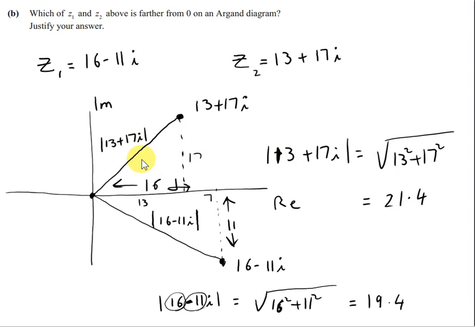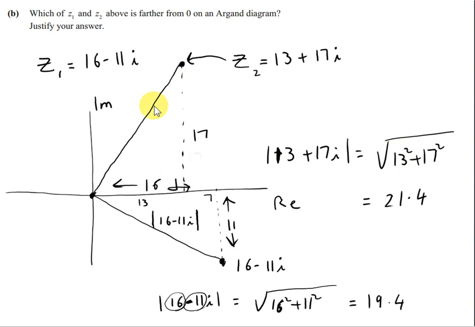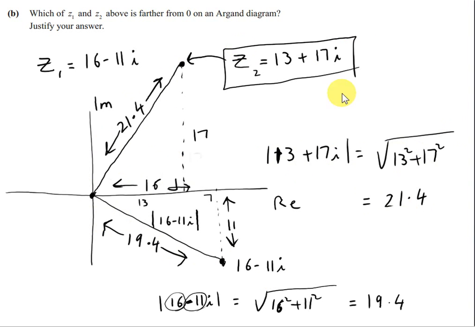So even though I've drawn this badly, the distance of 13 plus 17i to the origin is actually greater than the distance of 16 minus 11i to the origin. It should actually look more like this. So to one decimal place, this distance is 21.4 units, whereas the distance of the other number to the origin is 19.4. So which one is further from the origin? Well, clearly it's Z2. Z2 is the answer.